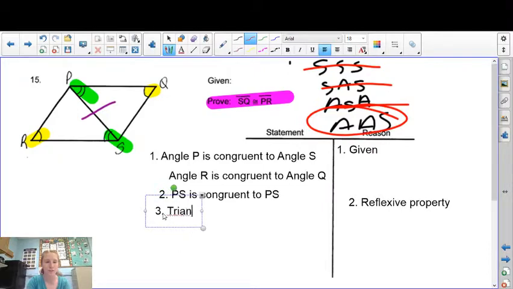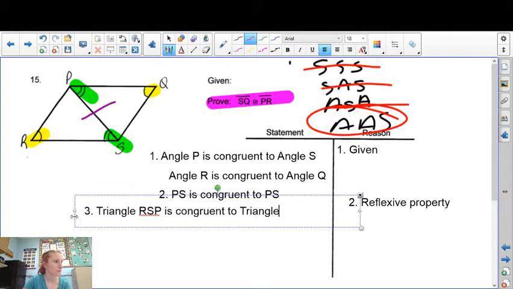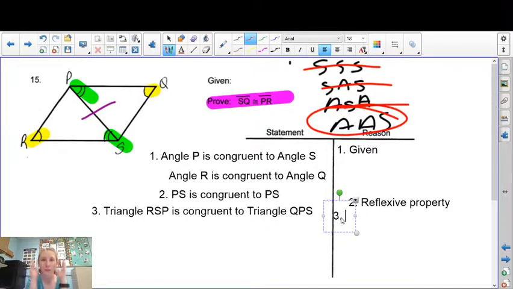So I can say triangle RSP is congruent to triangle QPS. Okay, I want R to S, so I want yellow to green, so Q to P to S. Remember, we like colors for a reason. If you need colors, get them, use them. You need to help yourself. Colors help. Get them. Okay, and we use angle, angle, side.